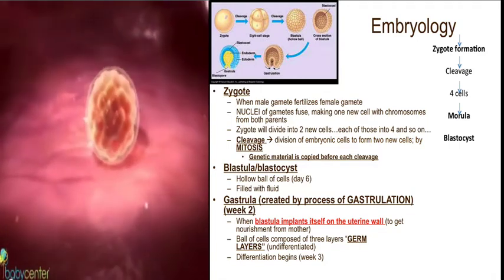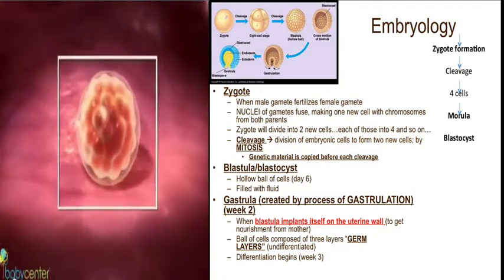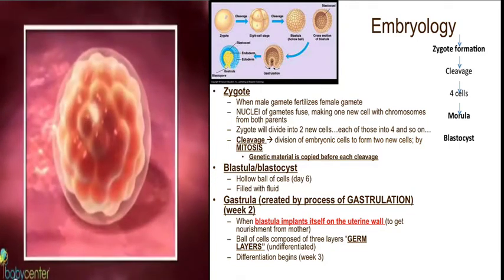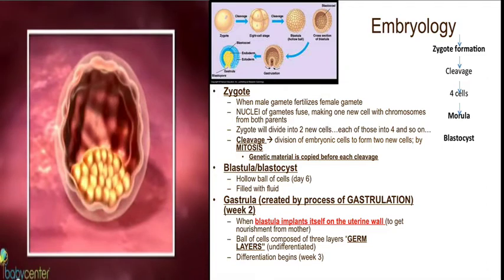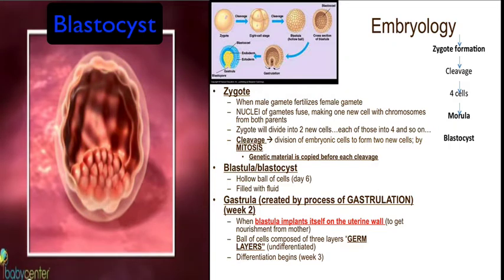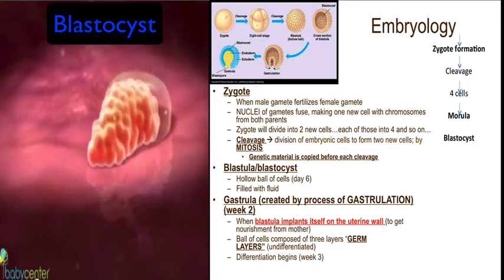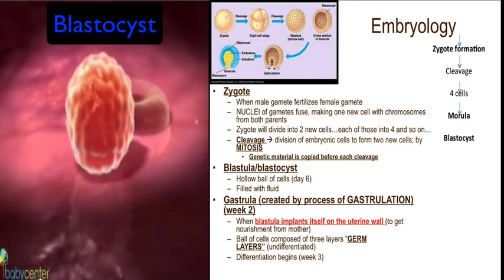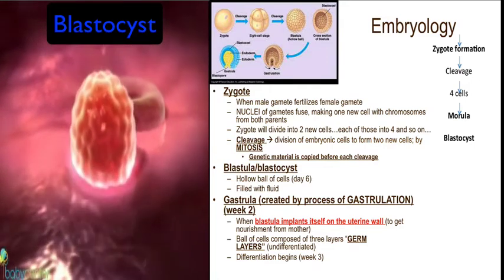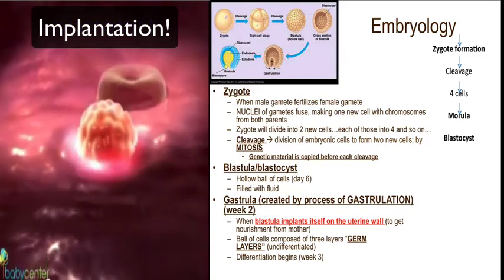Now, once that morula gets down into the uterus and we have this dense ball of 64 cells, it is literally going to hollow out, and it'll have a fluid filled inside, and it'll have a layer of cells on the outside. And this is what we call blastula or blastocyst. And this is really important because once we have a blastocyst, this blastocyst is what is going to make its way to the uterine wall, and it will literally implant itself into the uterine wall.